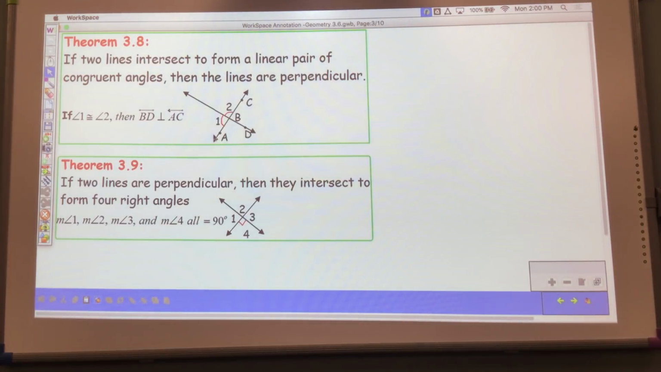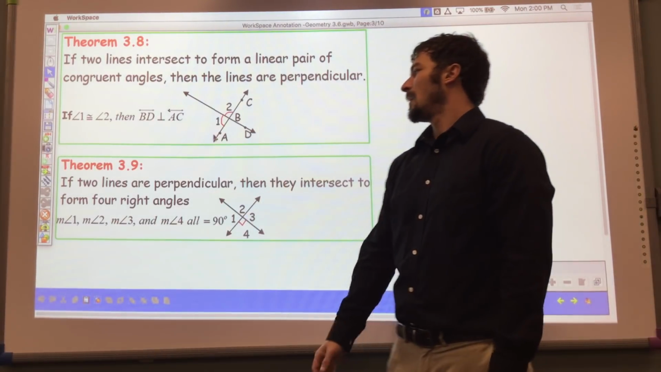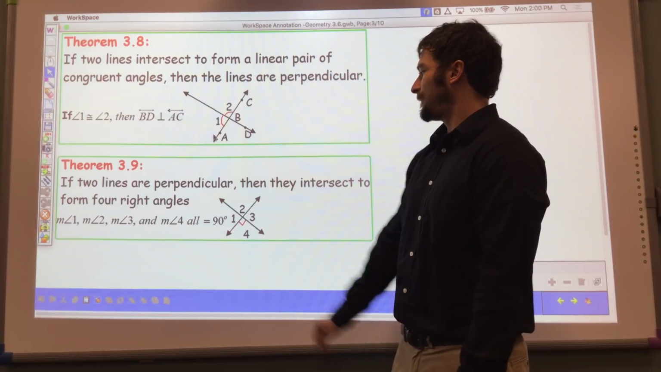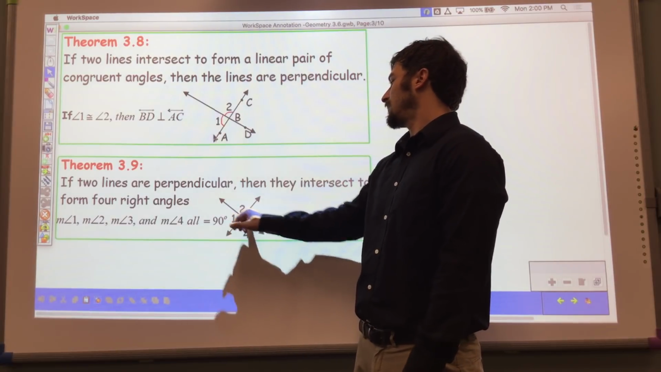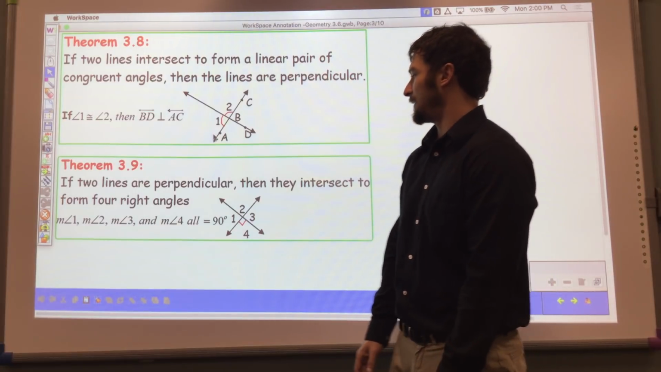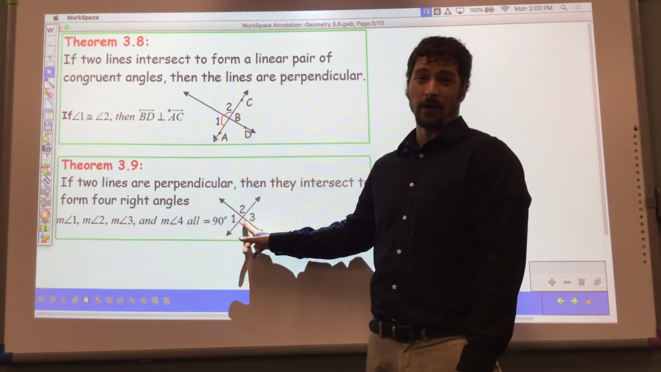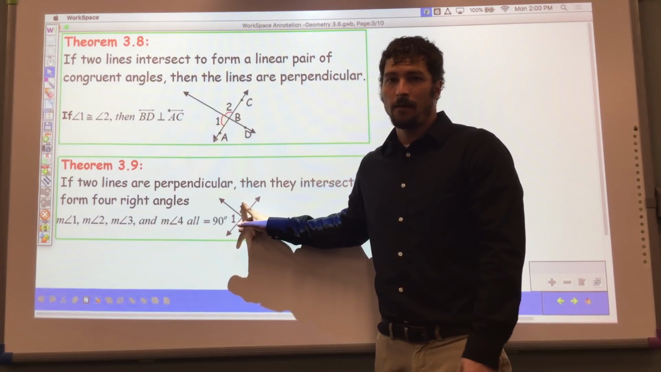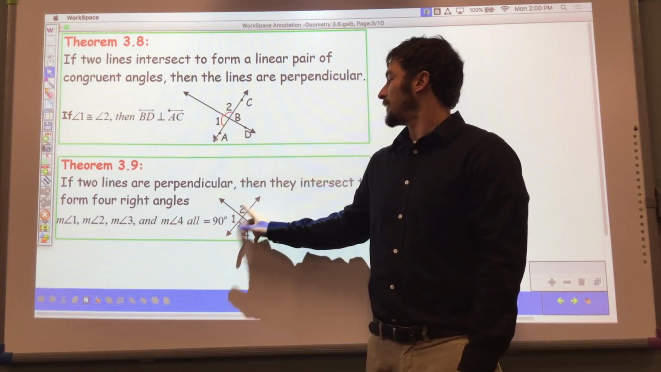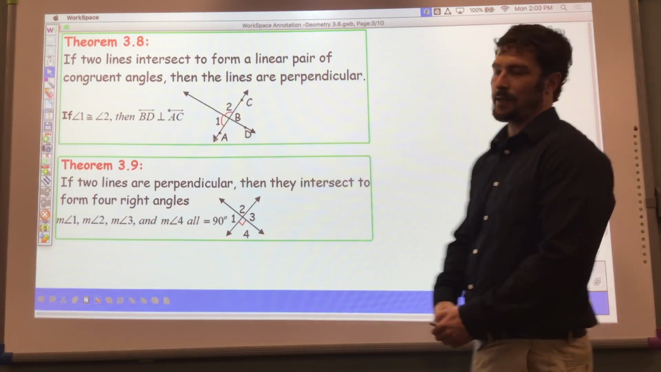Theorem 3.9: if two lines are perpendicular, so if we have two lines intersecting at a right angle, they're going to form 4 right angles. So angles 1, 2, 3, and 4 are all going to be 90. That has to do with the idea that vertical angles are congruent. So if one is 90, the one vertical with it is 90. And then using the linear pair postulate, knowing they add up to 180 tells you the other two are also 90.